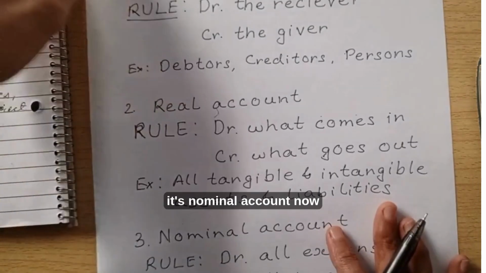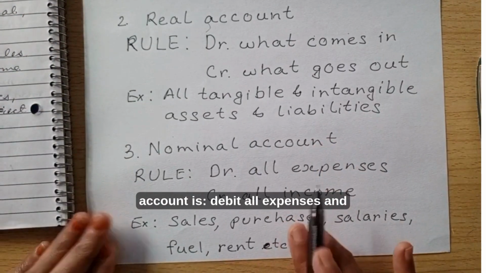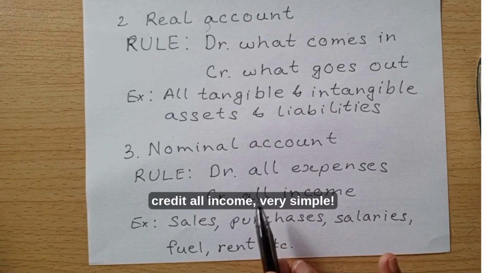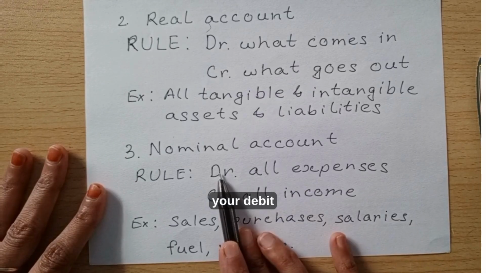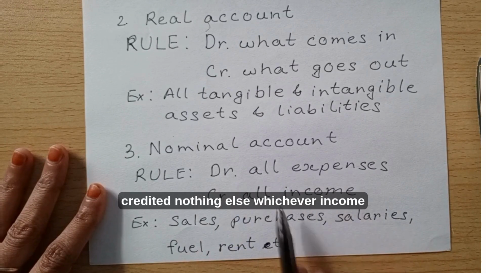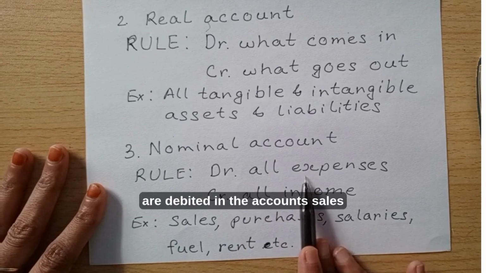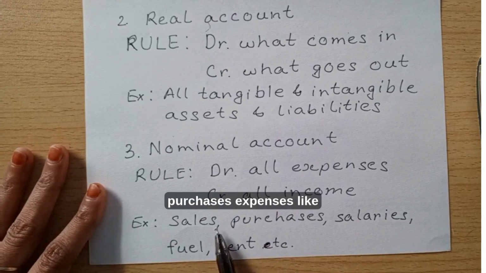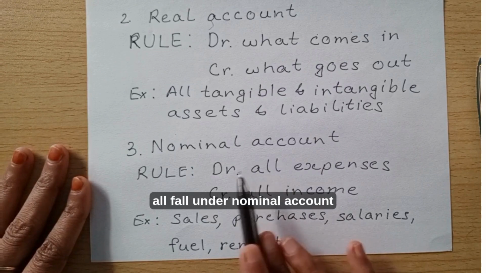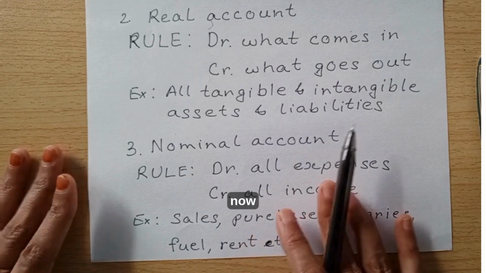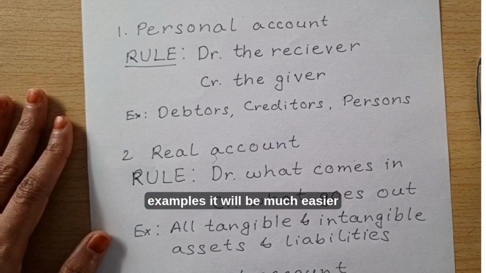Moving on to the third one, it's nominal account. The rule for nominal account is debit all expenses and credit all income. Very simple. Whichever expense you incur, you debit it, nothing else. Whichever income you earn, you credit it. All income are credited in the accounts, all expenses are debited in the accounts. Sales, purchases, expenses like salaries, fuel, rent, etc., they all fall under nominal account. Now let's understand these rules with the help of examples. It will be much easier.